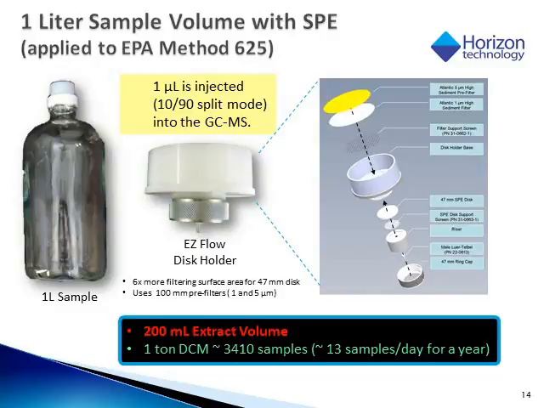For the traditional 1-liter wastewater samples, an easy flow disc holder houses a 47 millimeter disc and a sample reservoir that uses 100 millimeter filter discs to permit faster sample flow through the disc when the samples are laden with solids. The extraction volume is 200 milliliters and is evaporated down to 1 milliliter. A 1 microliter injection is performed onto the GCMS with a 10-90 split. And 1 ton of DCM would represent about 3,400 samples, or about 13 samples per day for a year.